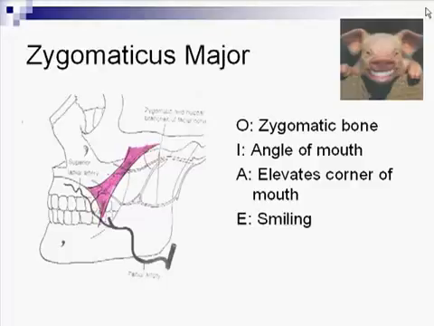The origin for the Zygomaticus Major is the zygomatic bone. The insertion is the angle of the mouth, more specifically the Orbicularis Oris. It elevates the corner of the mouth.